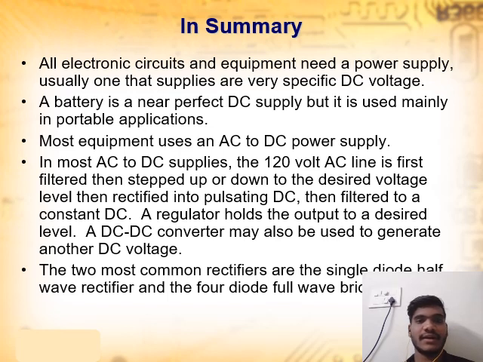In summary, all electronic circuits and equipment need a power supply, usually one that supplies a very specific DC voltage. A battery is a near perfect DC supply, but it is used mainly in portable applications. Most equipment uses an AC to DC power supply. In most AC to DC supplies, the 120-volt AC line is first filtered, then stepped up or down to the desired voltage level, then rectified into pulsating DC, then filtered to a constant DC. A regulator holds the voltage to a desired level. A DC to DC converter may also be used to generate another DC voltage.